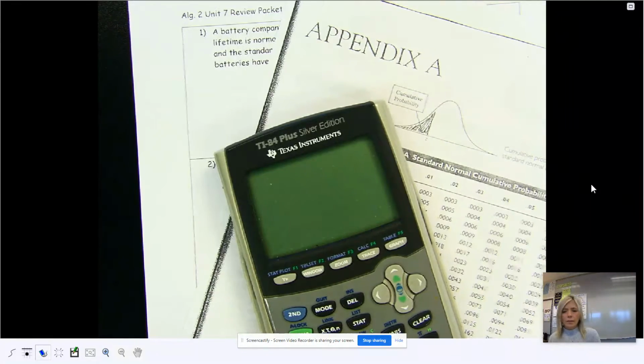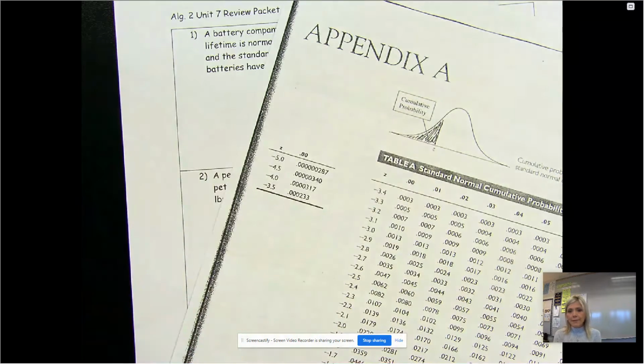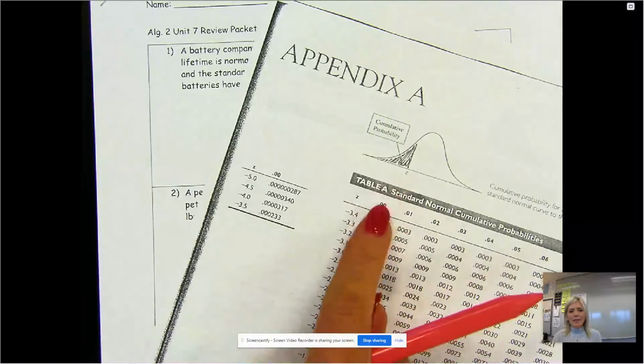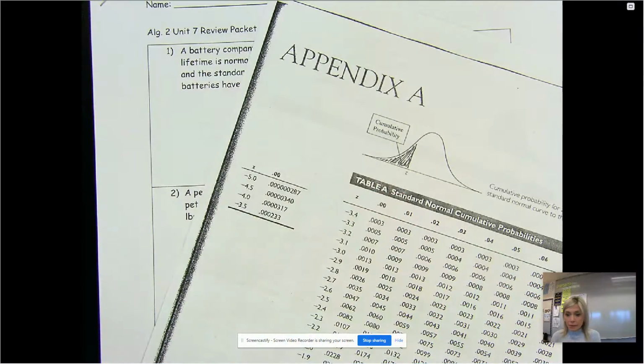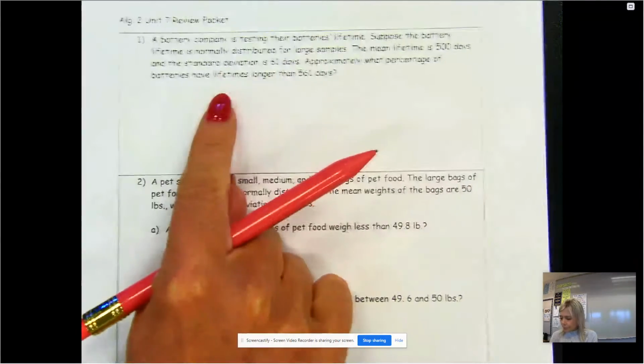Hey, Miss Smart here. Let's go over your review for the Unit 7 test, the last test of the year. For that review, you're going to need your calculator, obviously your review packet, and this table, which will be required for some of the problems. So let's get started.